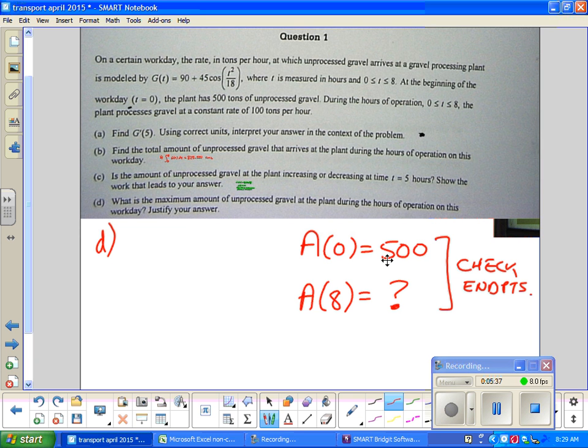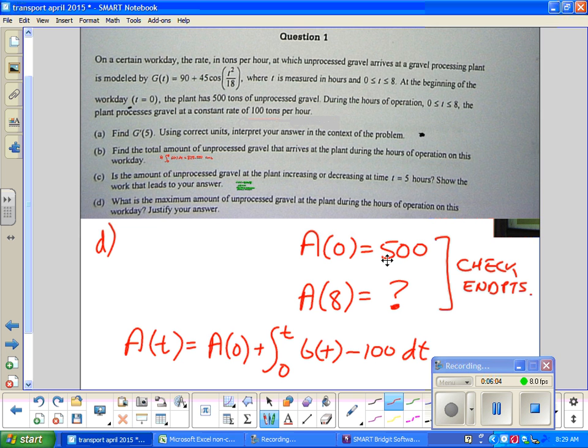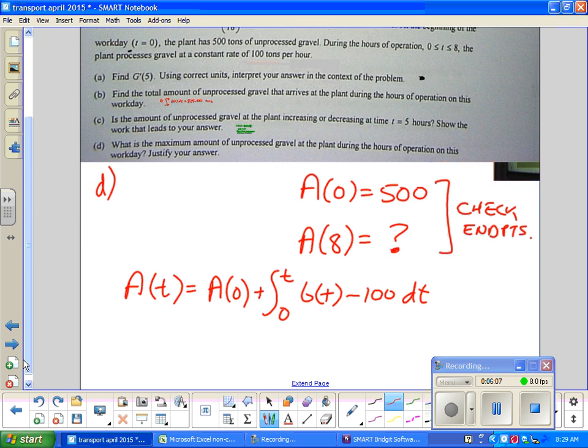All right, well, I'm going to need a formula to calculate A of t at any given time. A of t is going to be A of 0, the amount there initially, plus the integral from 0 to t, and the amount that's getting delivered is g of t. And what's the amount getting used per hour? Well, the amount getting used per hour is 100, right? 100 tons per hour. And that's probably what most students forget, dt.